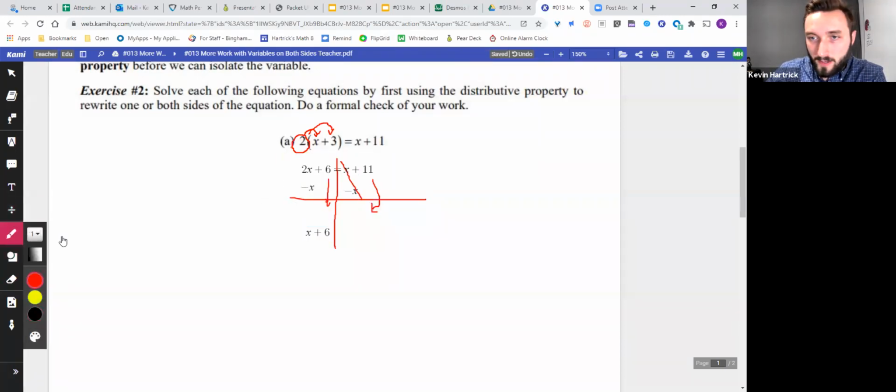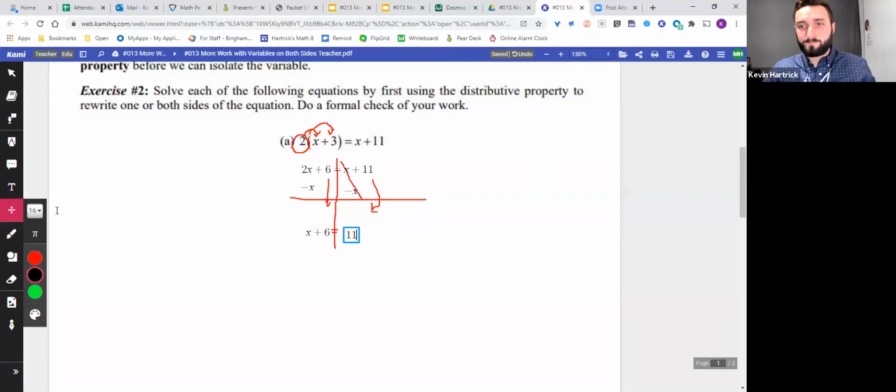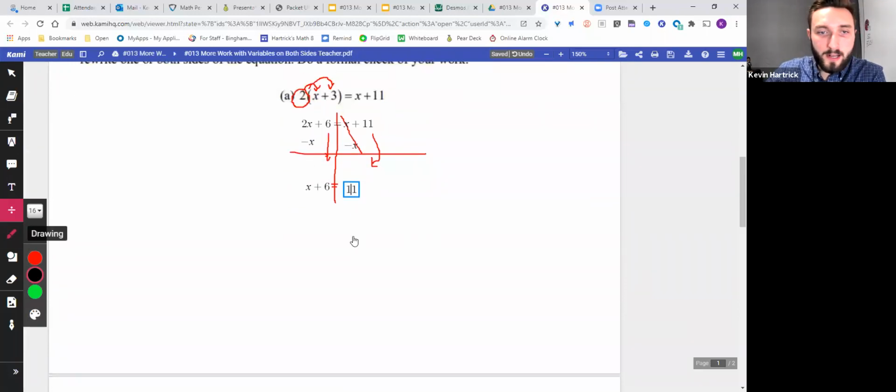But let's keep going on our normal 2-step equations. Make sure you have your equal sign on the line. All right, 11 down, so that comes over here. And now I have this equation here, which says x plus 6 equals 11. Okay. So now I have a regular 2-step problem. I just got to solve it.